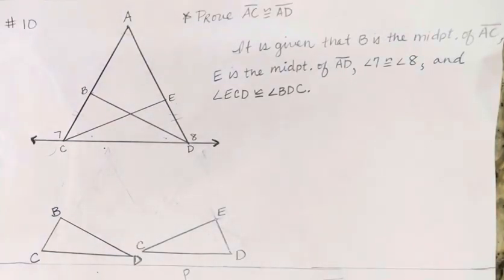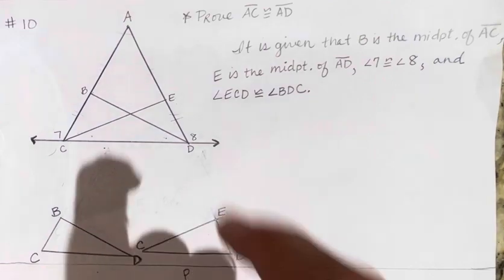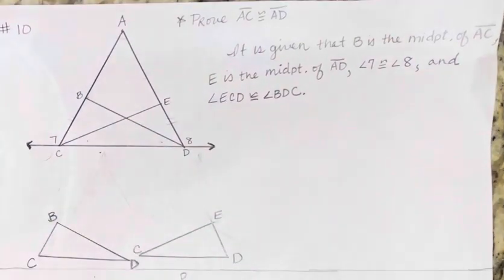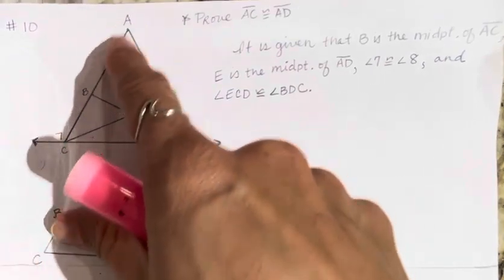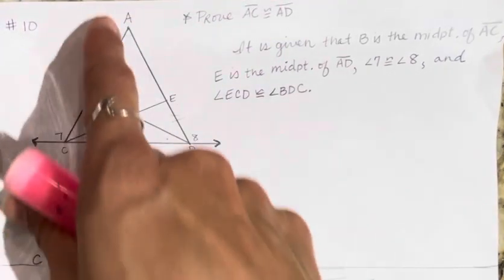Okay, we are still on section 3.5, overlapping triangles. This is number 10, and I have my diagram right here. Notice how I need to prove AC, which is now this big segment, is congruent to AD.